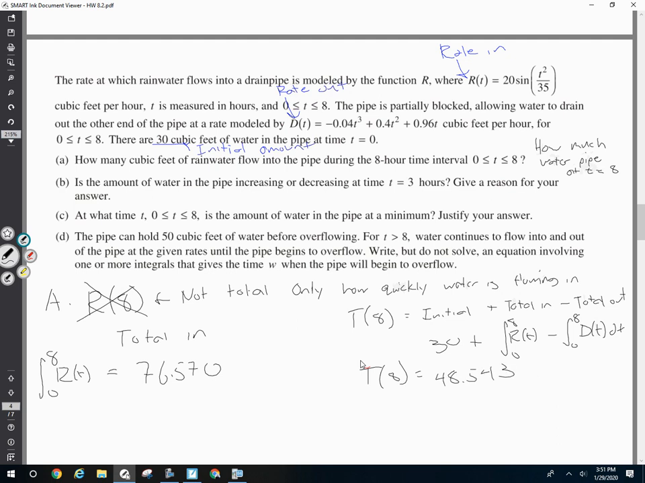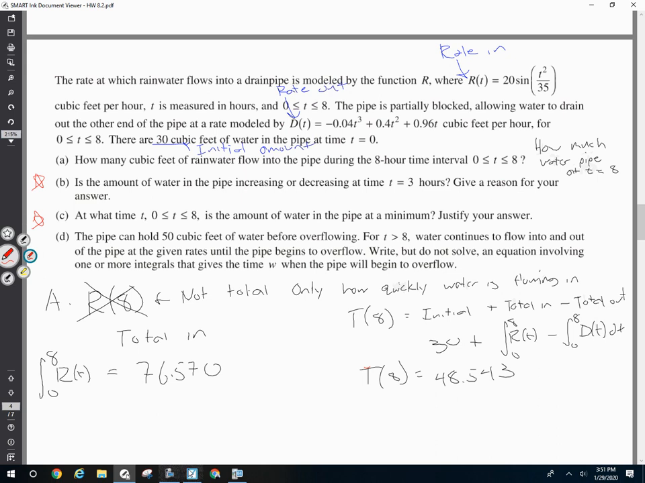Any questions on that? Okay, now we understand how you can find a total amount given rates. Just integrals of rates end up giving us totals, just like integrals of velocity end up giving us displacements of position. Okay, velocity being the derivative of position. All right, well now let's look at part B and part C. Part B and part C talk about is the amount of water in the pipe increasing or decreasing? And then when is the amount of water in the pipe a minimum?